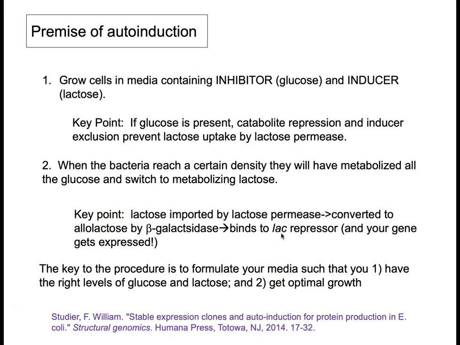So the key here is to formulate your media such that you have the right levels of glucose and lactose that meet these requirements up here. And then you want to also have it so that you get optimal growth of the bacteria.